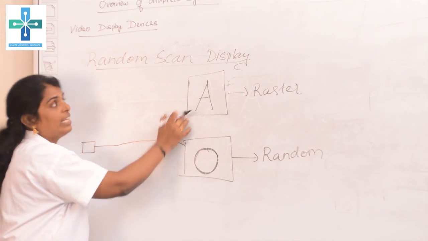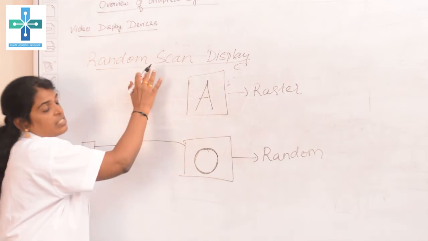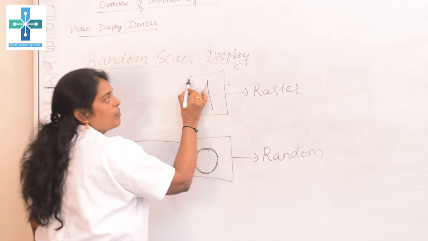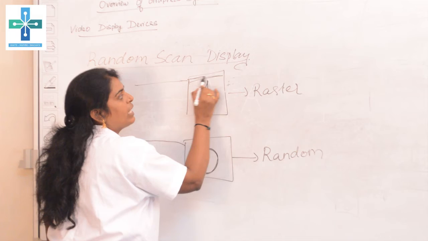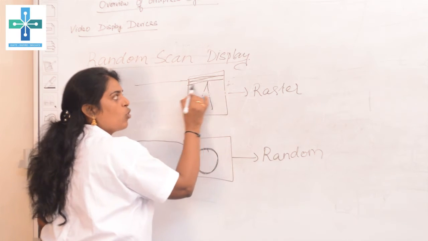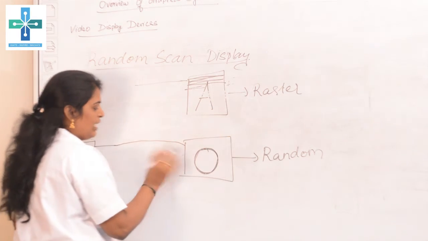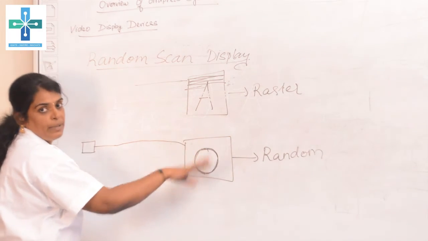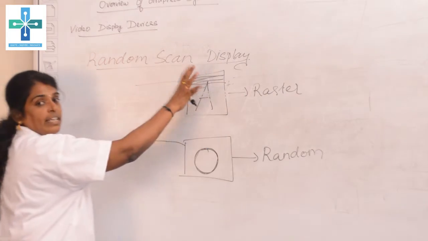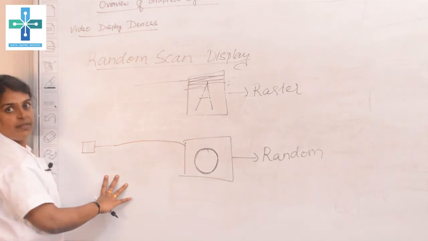Whereas it is not like that in the raster scan display. Because in raster scan display, the light from the beam will be traversing row by row. Each row by row it will be traversing, but here it is not like that. Exactly on the picture, the light will appear. That is the random scan display. It is the main advantage.